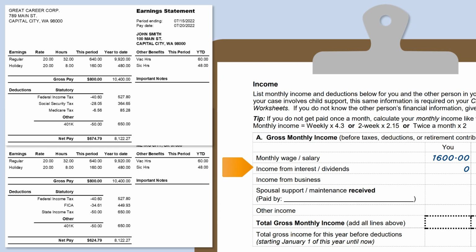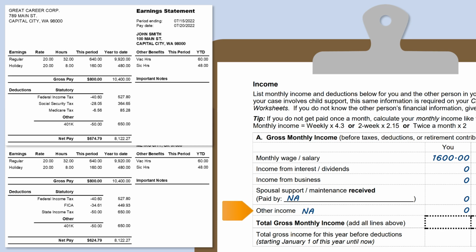Similarly, if you own a business, list your income here. Again, just put a 0 or NA if this doesn't apply to you. If you receive spousal support or spousal maintenance, place the name of the person paying the money to you and the amount you receive on this line. Note the amount of any other income you may receive, such as rental income, in this box.